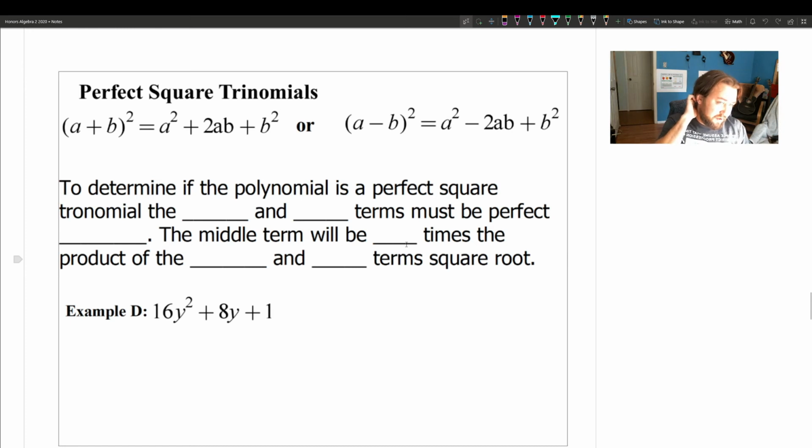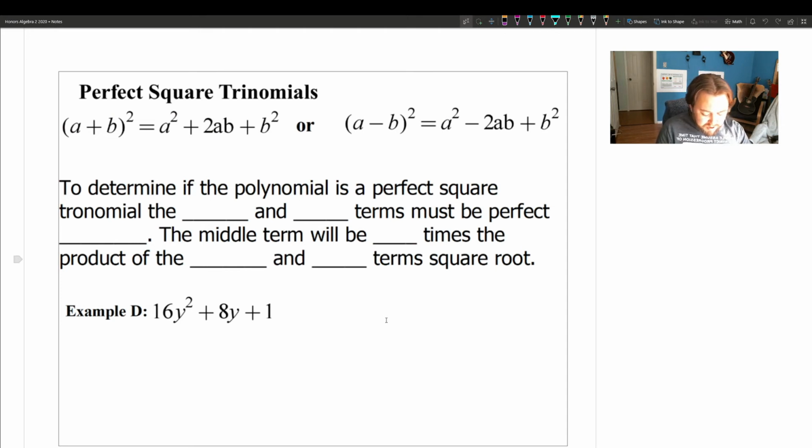I'm not going to fill out this. Determine if a polynomial is a perfect square trinomial. The first and last terms must be perfect squares. And the middle term will be 2 times the product of the square roots of the first and last terms. So let's see if we can do this on example number D here. So can we factor this?